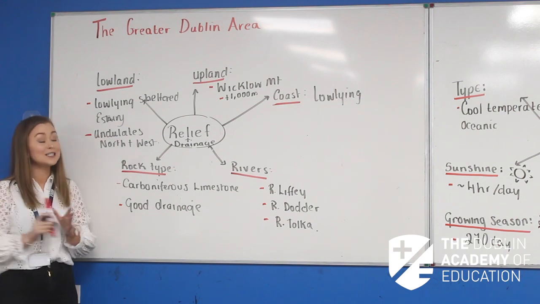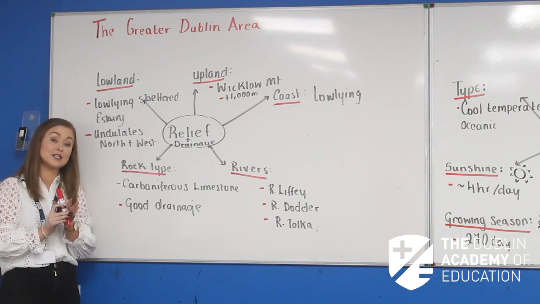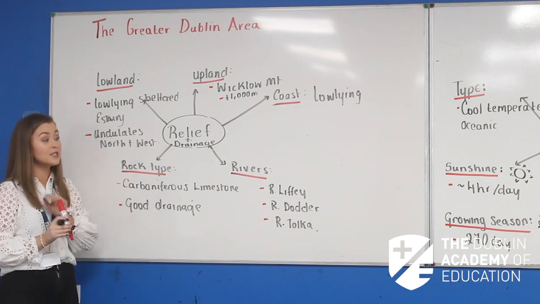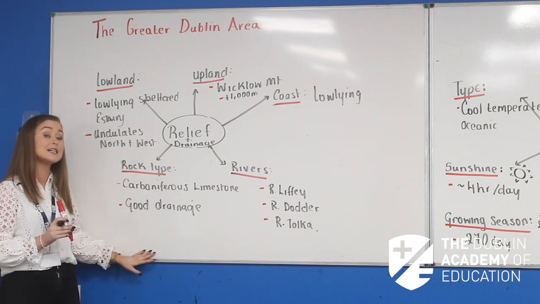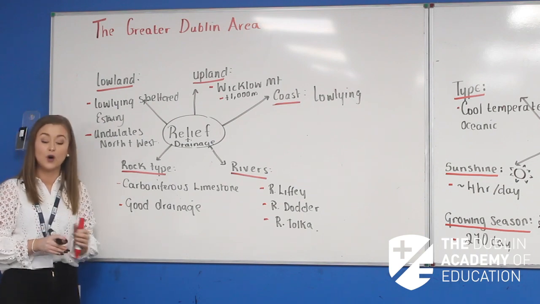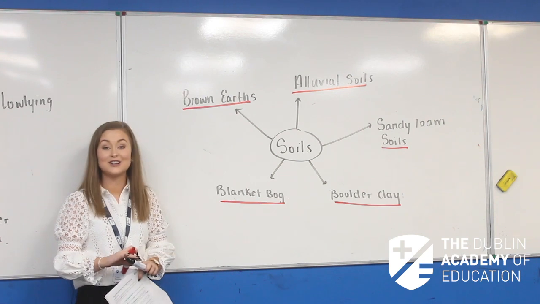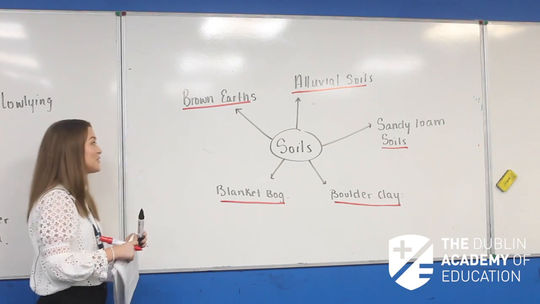Now, our last physical characteristic we're going to go on to is soils. So I'm going to pop over to the previous board, I'm going to rub it off, maybe you're going to take a second to take this down, and then we're going to move on to our soils. Now guys, so we're going to get back here to our different types of soils.